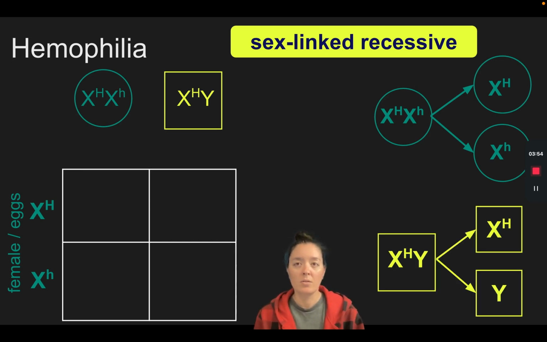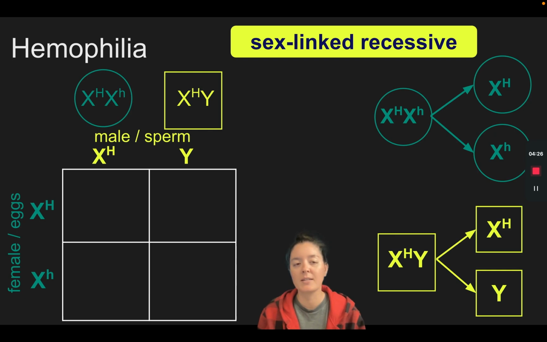The male is going to donate an X chromosome. This male does not have hemophilia. He has a capital big H, and he has a Y chromosome. And since this gene is only found on the X chromosome, there's nothing that goes on the Y. The Y is just there. It's just by itself. It does not carry this gene, so we don't put an H on the Y. We're going to put the X with a big H and the Y on the top of our Punnett square. Doesn't matter if it's the top or side, I just decided to put it on the top.